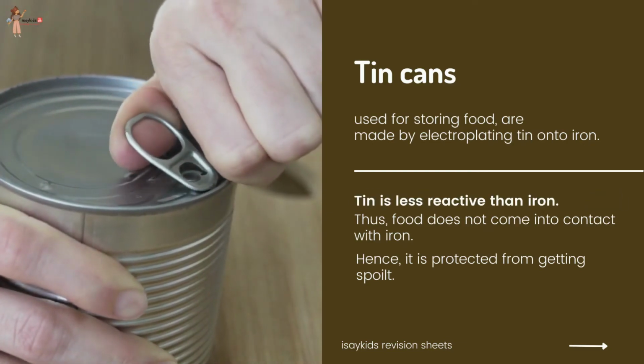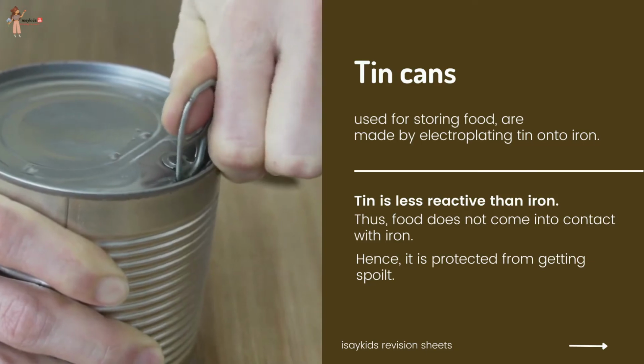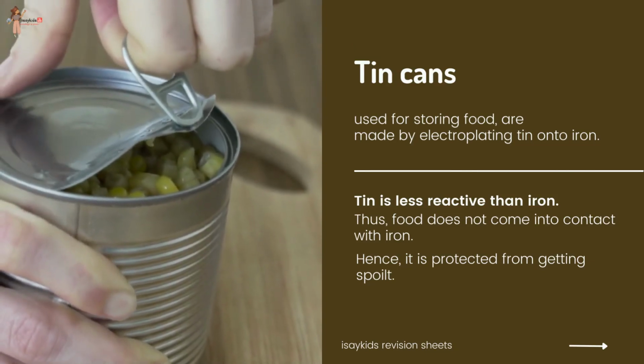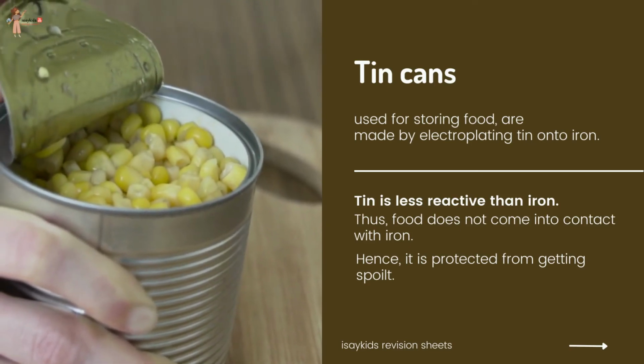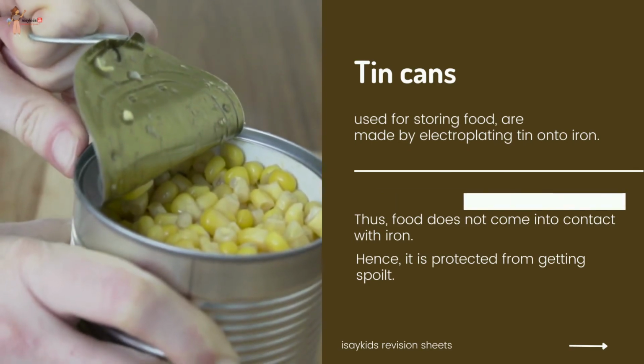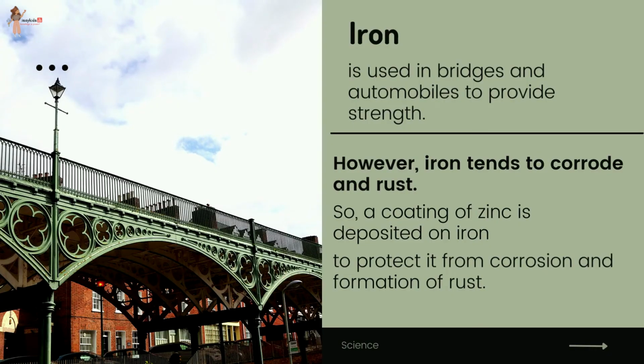Tin cans used for storing food are made by electroplating tin onto iron. Tin is less reactive than iron. Thus, food does not come into contact with iron and is protected from getting spoiled. Iron is used in bridges and automobiles to provide strength. However, iron tends to corrode and rust. So, a coating of zinc is deposited on iron to protect it from corrosion and formation of rust.